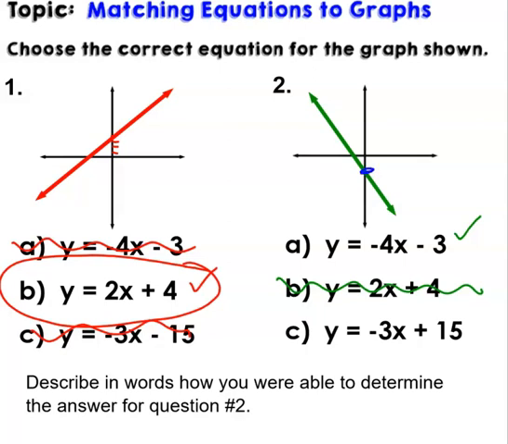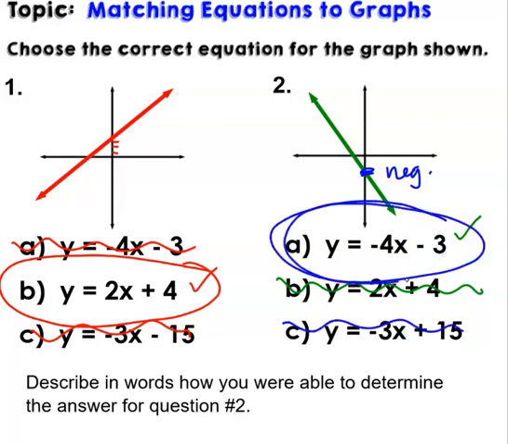So now I'm going to focus on the y-intercept. I don't know exactly what it is, but I know that it's negative. And only one of these has a negative number in the y-intercept position, and that's A. So this one must be the answer.